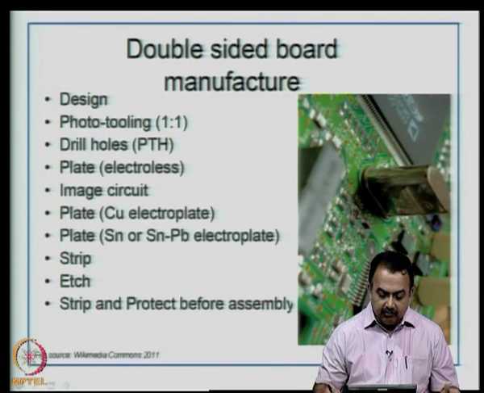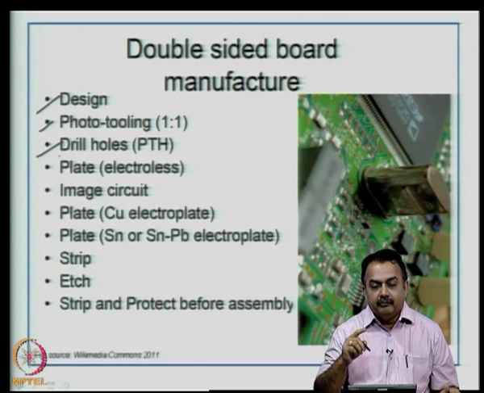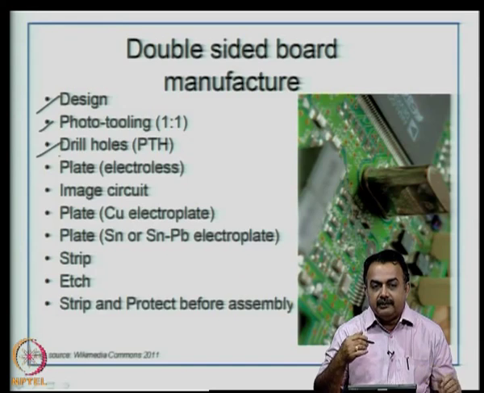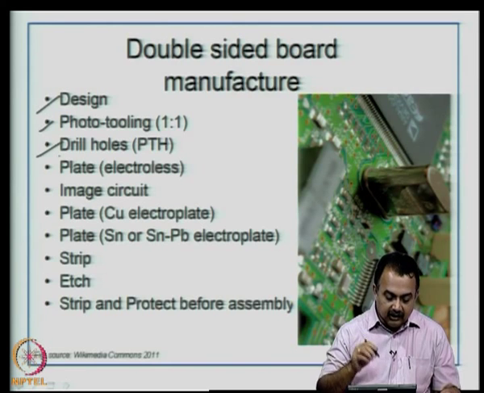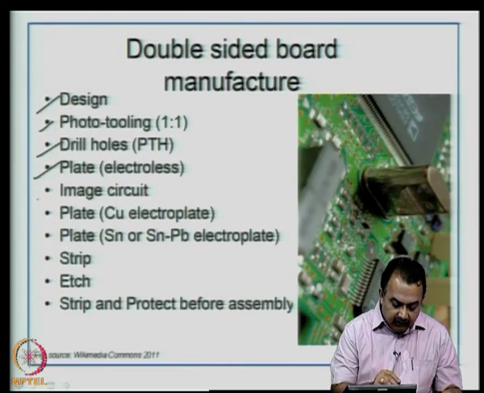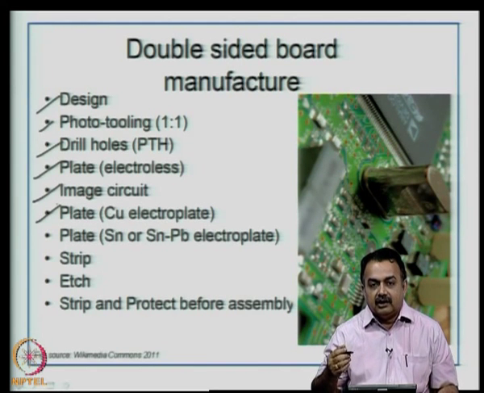To recap the double sided board manufacture process steps, the first thing is the design, then we talked about photo tooling, then drilling the holes, and then making the hole wall ready enough to carry the electroless plated copper, because you have to prepare the hole wall well enough so that there are no debris inside and the structure is perfectly cylindrical. So, it undergoes various cleaning processes, and after that it goes through electroless copper. Then you can image the circuit and then add copper onto those areas where you want specifically more copper thickness to be built.